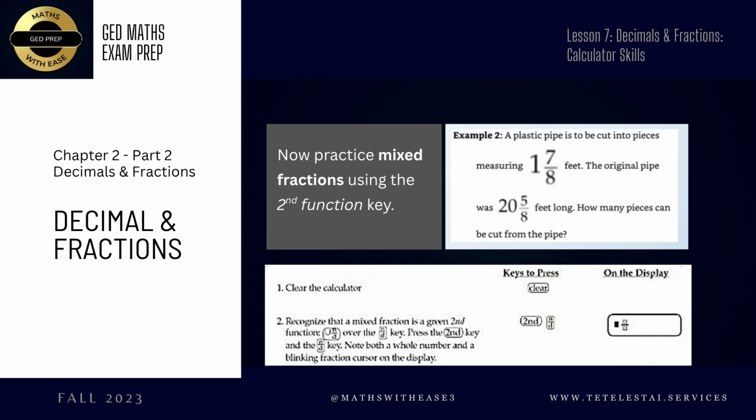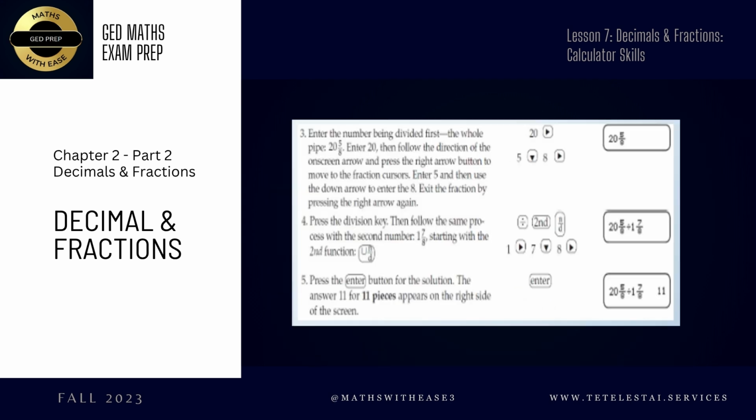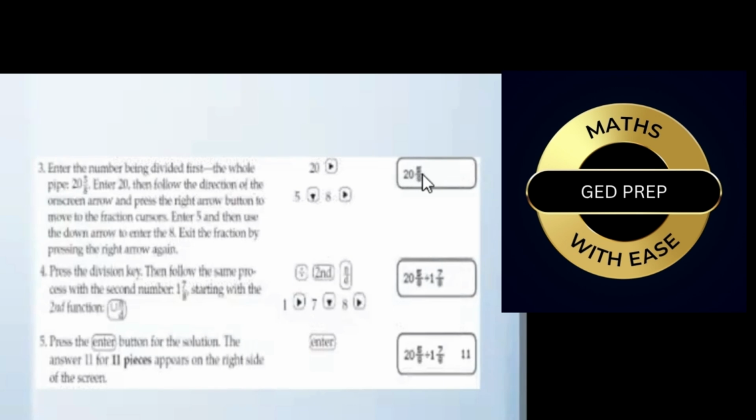And so you then proceed to enter the numbers in your question. Start by entering the whole number, 20, and then press the right arrow. So once you've entered 20, press the right arrow so that your cursor can move to the fractional portion. Then you would enter 5, then press the down arrow so that you can enter your denominator, which is 8, right? And now, the difference with this operation is that you actually have to press the division key, because we're dividing 20 and 5/8 by 1 7/8.